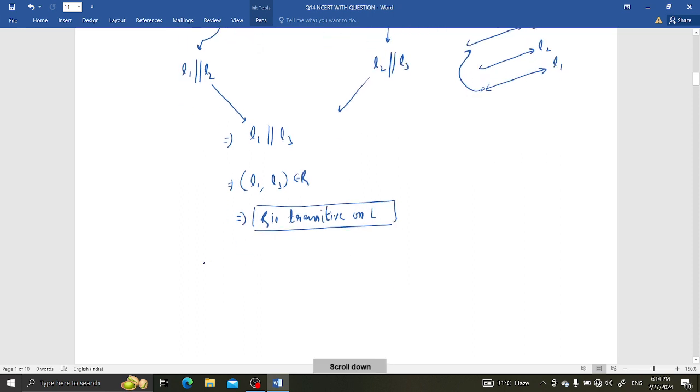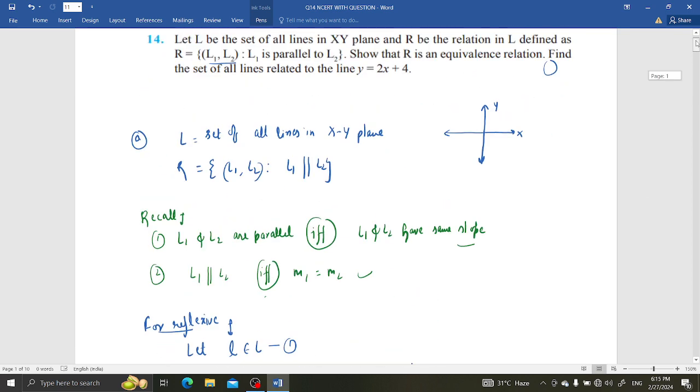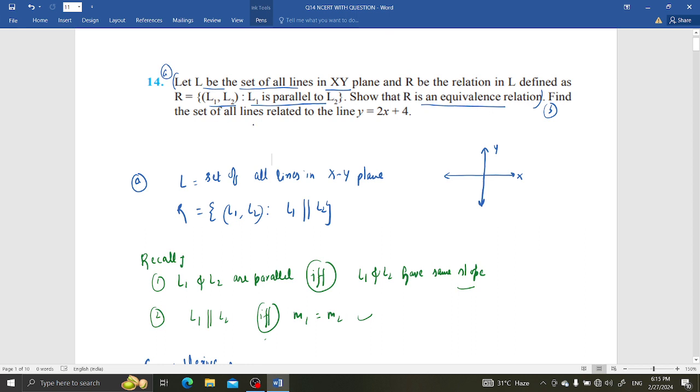Done. It implies R is an equivalence relation on L. Done. Okay. Now what do we need to find? See here. Next thing is to find the set of all lines related to the line y equals 2x plus 4. Okay. Recall these things. If L1 is parallel to L2, then their slopes are equal.